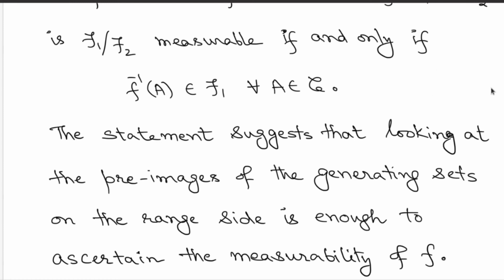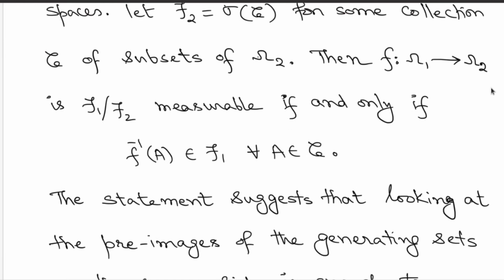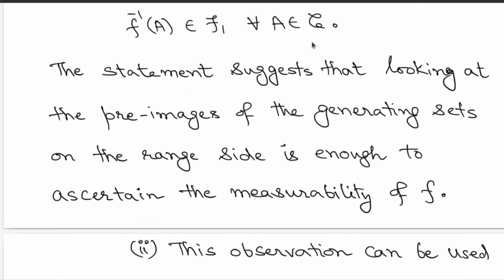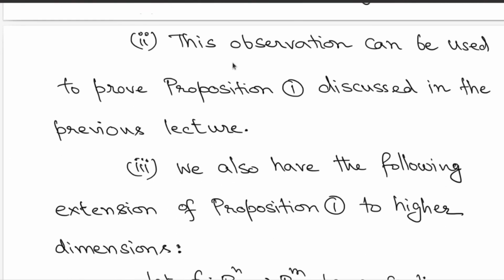This actually is an if and only if condition, so it can be proved by the principle of good sets. To check measurability, it is enough to check the conditions for measurability only for the generating class of sets on the range side. And this observation can be used to prove proposition 1 that was discussed in the previous lecture.